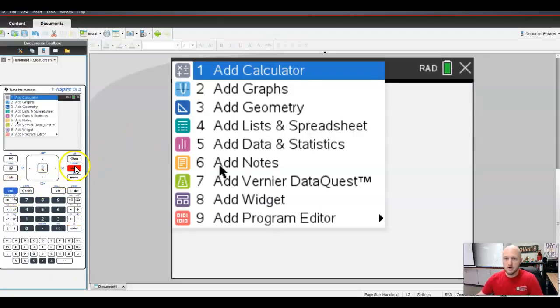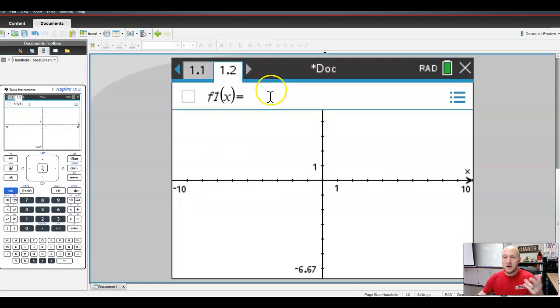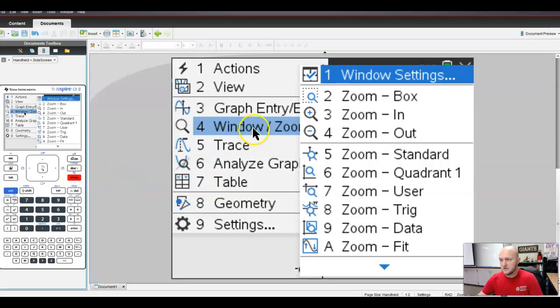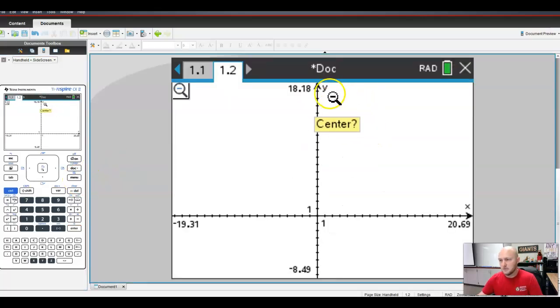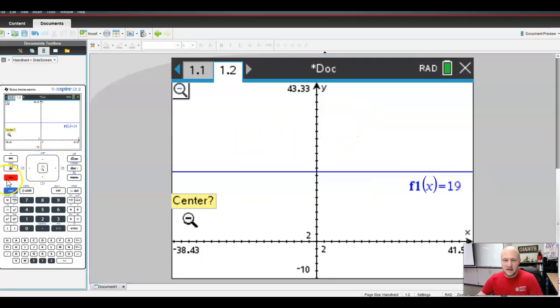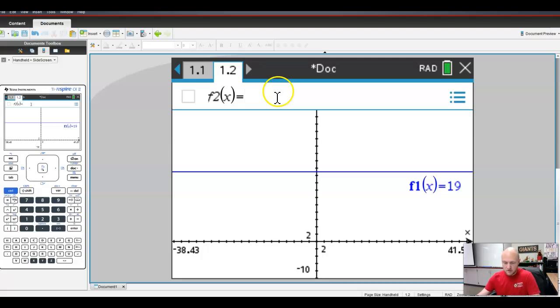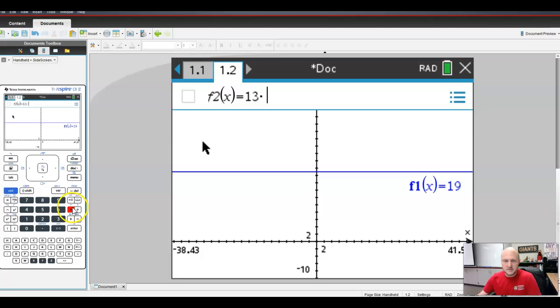So I'm going to go in my TI Inspire to a graph, and I'm going to graph two things. Again, I'm going to graph 19. Okay, you can't see it here, but I could zoom out. There it is. And then I'm going to add a second graph. Hit tab, you can add a second graph, and I'm going to graph my function. It was 13 times the log base 5.